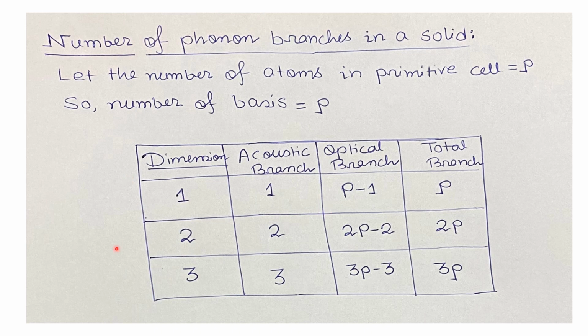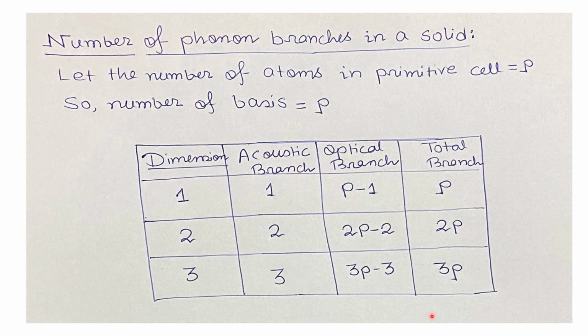Now for two dimensions, the total number of phonon branches will be 2 times P, where P is the number of bases. So basically we have to multiply the dimensionality of the system with the number of bases. So the total number of branches will be 2P in 2 dimensions. In 2 dimensions only 2 acoustic branches are possible, in either the x or y direction. So the remaining phonons in the optical branches will be 2P minus 2. In 3 dimensions, the total number of phonon branches will be 3 times P.